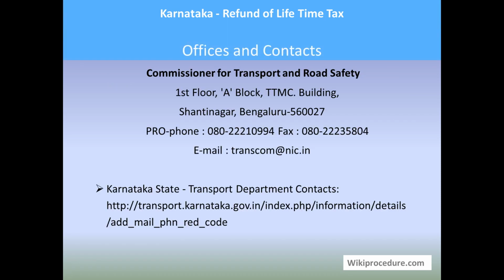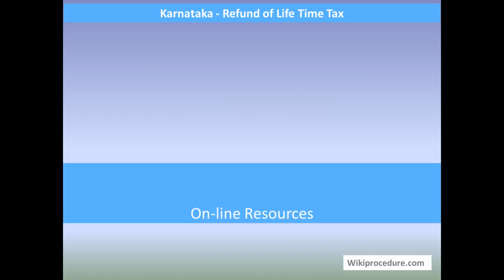Officers and contacts: Commissioner for Transport and Road Safety, TTMC Building, Shantinagar, Bengaluru 27. The PRO phone, fax and email are provided here for clarification of any doubts and complaints. Also, the Karnataka State Transport Department contact link provided here, which I have already explained, will help you in getting the RTO office address for your personal visit to complete this procedure.